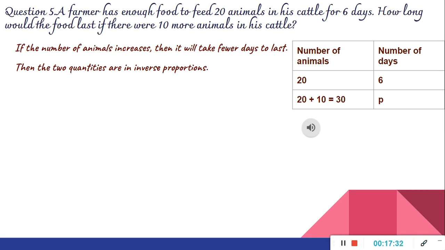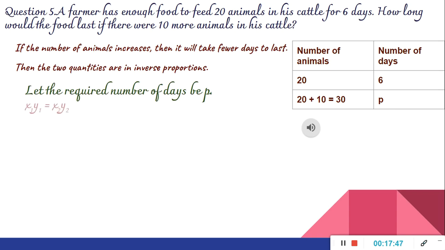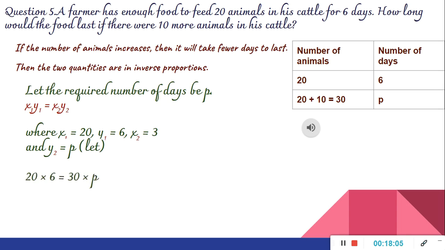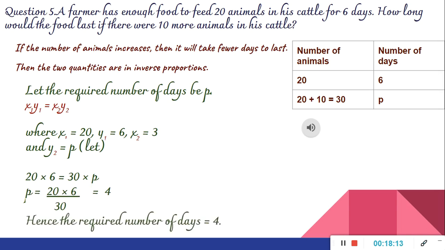Okay, so here we can see that the number of animals is increasing, so the number of days will decrease. That is why it is inversely proportional. So the required number of days we can take as P. So the formula is x1 y1 is equal to x2 y2, meaning the product of x and y is equal. So here x1 is 20, y1 is 6, x2 is 30 and y2 we have taken as p. So p is equal to 20 into 6 divided by 30. So 6 in 30, 5 times; 5 in 20, 4 times. So hence the required number of days is equal to 4.